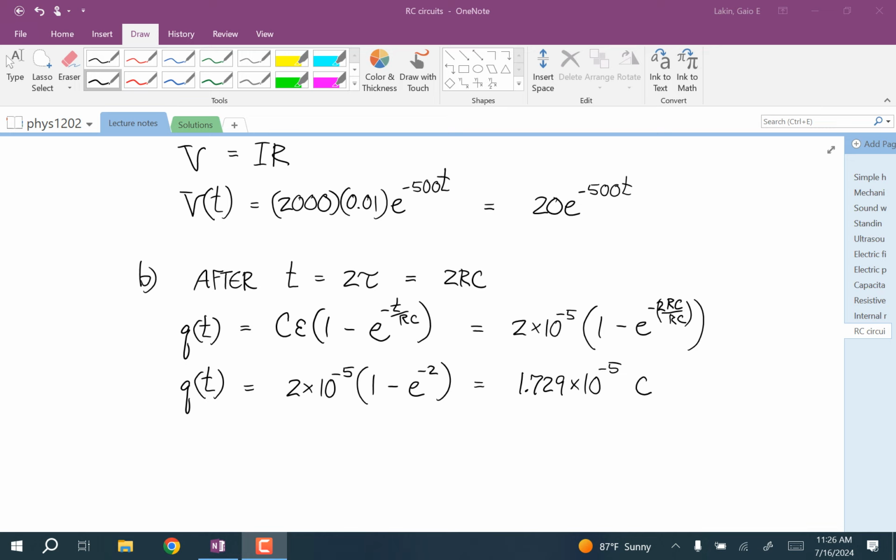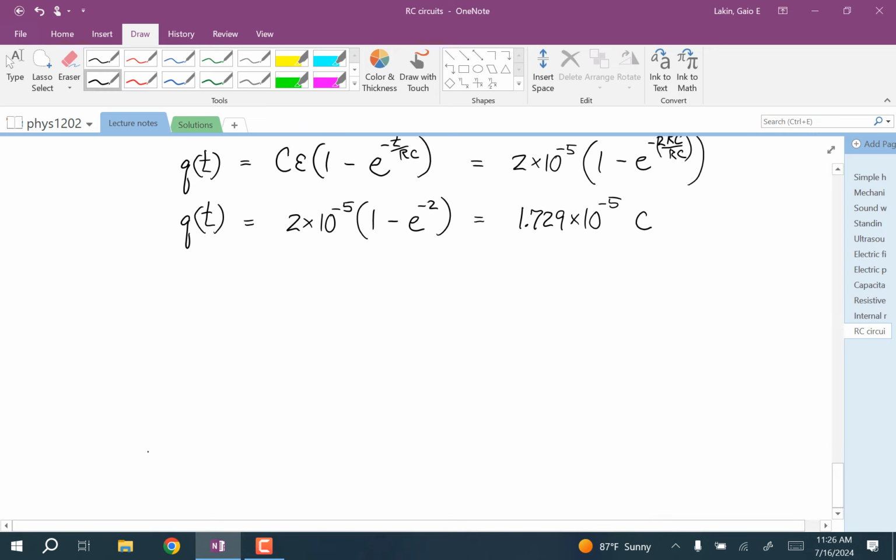Okay, now that we have that starting charge, we can use the equation that says during discharging, the current is equal to the starting charge divided by the time constant times e to the power of negative t over RC.